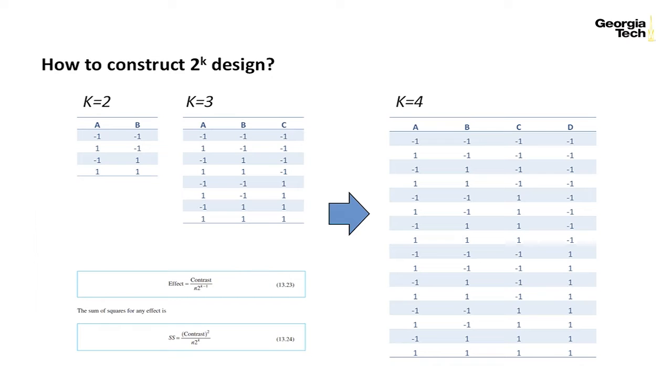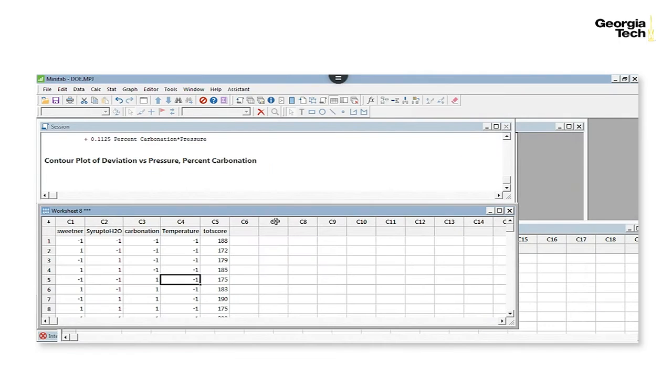And then if we subtract them, that's going to be the contrast. Now let's see how we can use Minitab for performing 2 to the power of k design of experiment and analyze the results. Here we have one example. In this example, we want to see what factors would affect the taste of a soft drink.